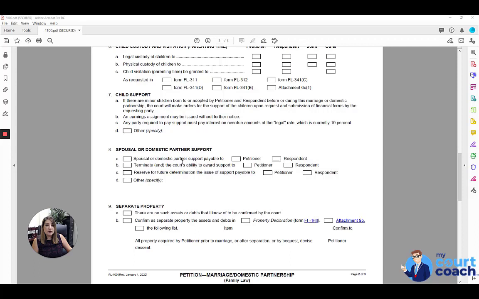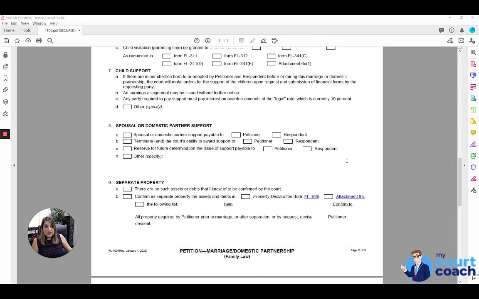So if you're requesting spousal support be payable to either party, you would mark box 8A and list the party that you want it to be awarded to. If you were asking that the court terminate their ability to award support to either party, then you would mark box 8B and identify the party that you want to have their rights to spousal support terminated. If you are asking that maybe the court not make an order for spousal support today, but reserve on their ability to do so later on down the road, you can mark box 8C. And again, identify which party you want that reservation over the issue of spousal support to be made for. And D, if there's anything else regarding spousal support that you want to specifically request, you can list that in 8D.